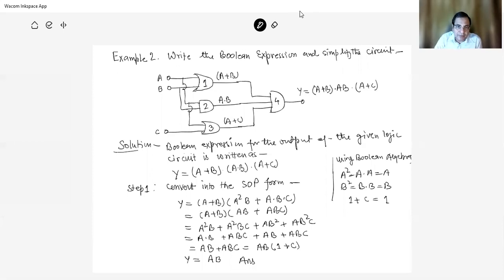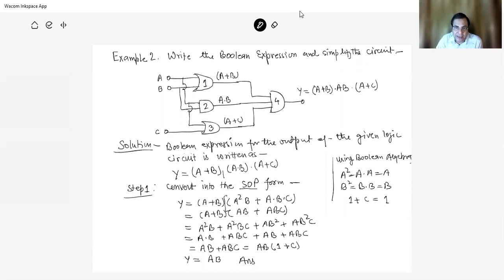The solution of the above logical circuit: the Boolean expression for the output of the given logic circuit is written as Y is equal to (A plus B) dot A dot B dot (A plus C). In step 1, in order to solve, we convert into the sum of product form, that is, multiplying. So we take this part first.